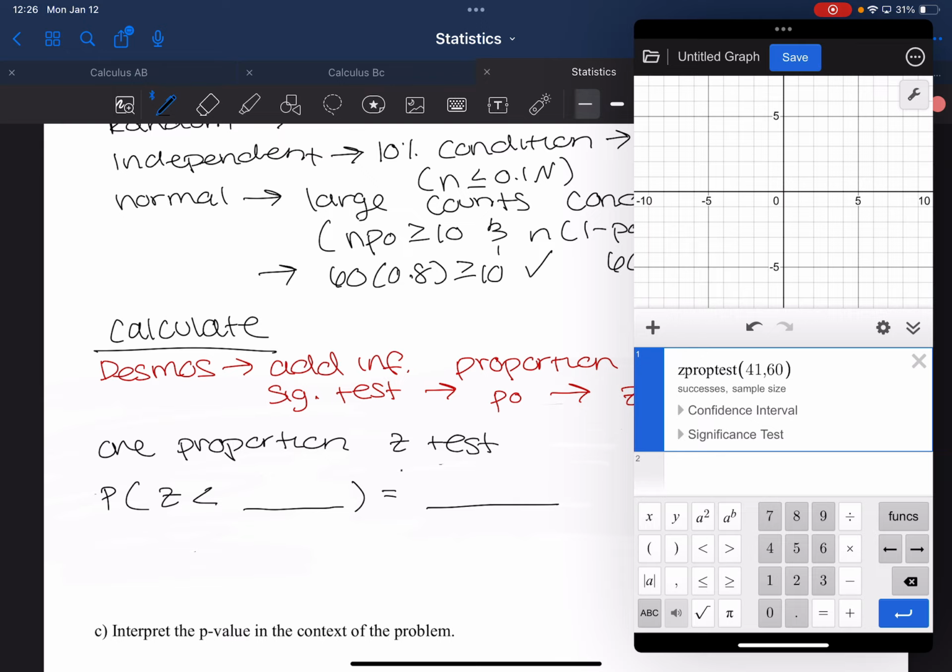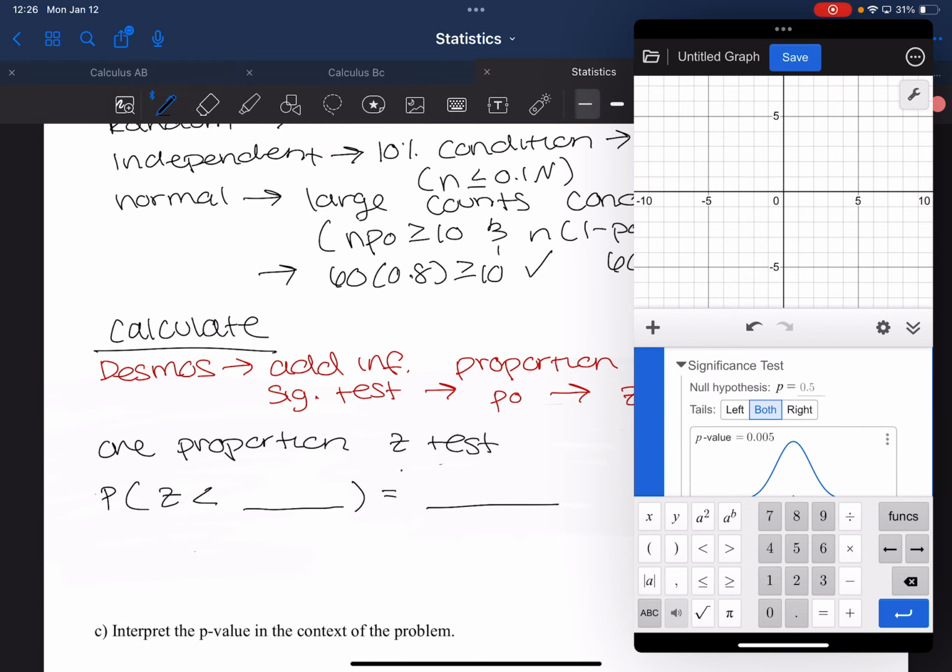And which one are we talking about in these notes? Significance test. So hit that drop down. Okay, and look right here. It says null hypothesis is p equals, and that's where we put our p-naught value. So what number are we going to put there? 0.8. Remember that 0.05 is alpha. That's different than p-naught.